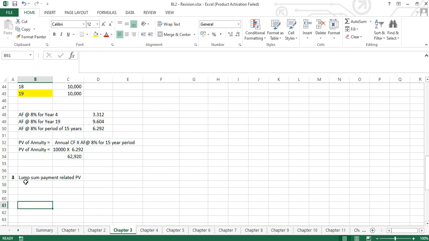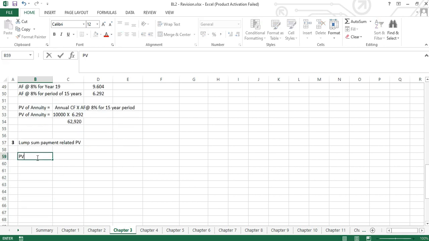Okay. So in lump sum payment present values, we usually write the equation or formula as present value equals lump sum payment, which is a one-time payment, not a regular payment. It is paid only at once. Since it is paid only one time, we must consider the discount factor and not the annuity factor. Discount factor, what's the formula? 1 over 1 plus r to the power n.